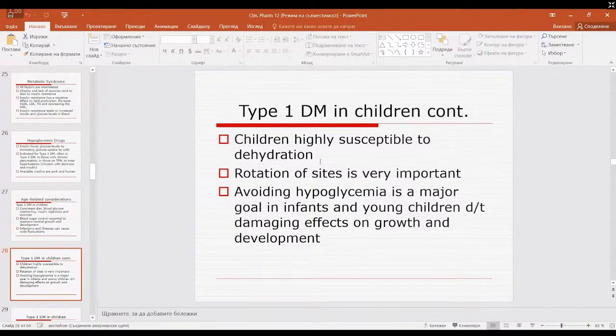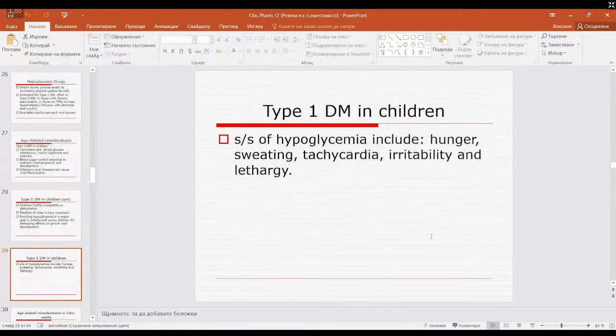Children are also more susceptible to dehydration in type 1 diabetes, so adequate rehydration is very important. Rotation of sites for insulin injections is also very important, and you should avoid hypoglycemia, but also hyperglycemia in infants and young children in order to avoid damaging effects on growth and development, because, as you know, during this age, children develop very fast.